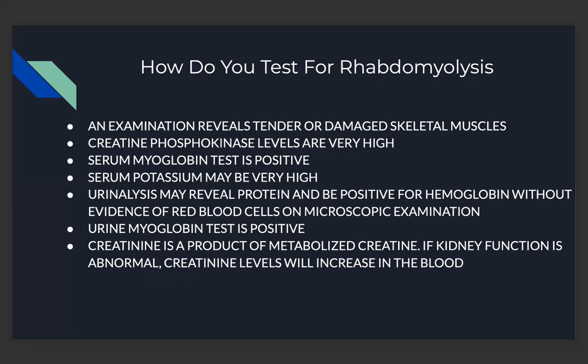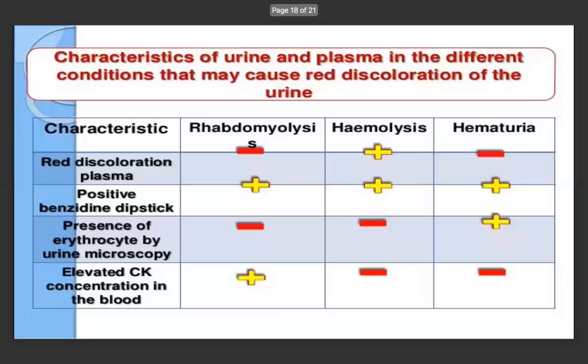How do you test for rhabdomyolysis? Examination reveals tender or damaged skeletal muscles. Creatine kinase levels are very high. Serum myoglobin test is positive. Serum potassium may be very high. Urine analysis may reveal protein and be positive for hemoglobin without evidence of red blood cells on microscopic examination. Your myoglobin test is positive. Creatinine is a product of metabolized creatine. If kidney function is abnormal, creatinine levels will increase in the blood.